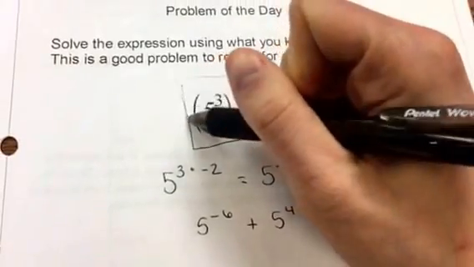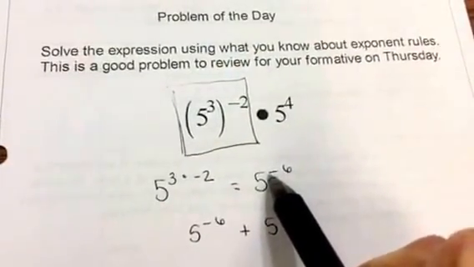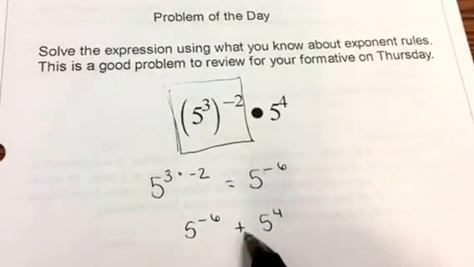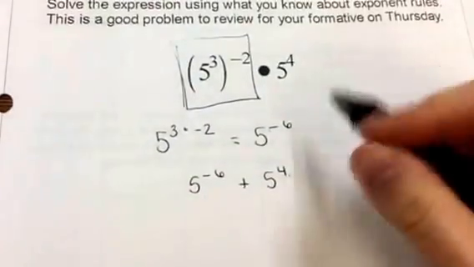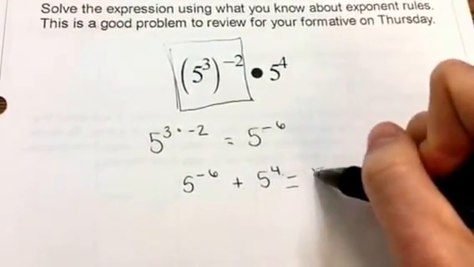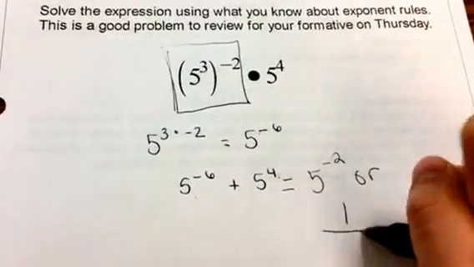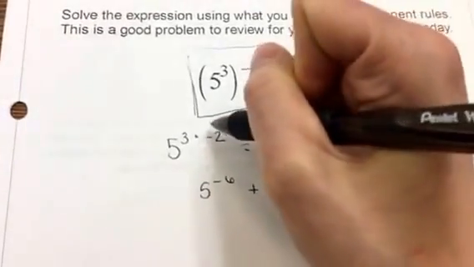Okay, and the product rule says that we have to multiply the powers. So 3 times -2, that's -6. And then I'm going to rewrite my -6 and I'm going to add it to the +4 because that's what the product rule says. So 5 to the -6 times 5 to the power of 4 is equal to 5 to the -2, or 1/5 squared.